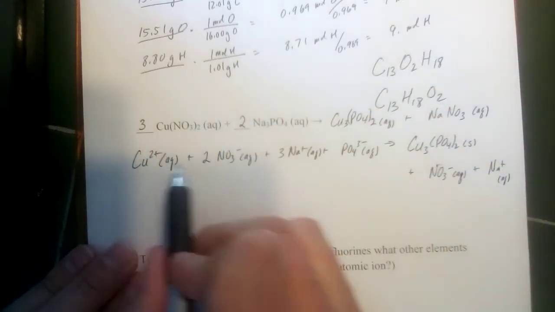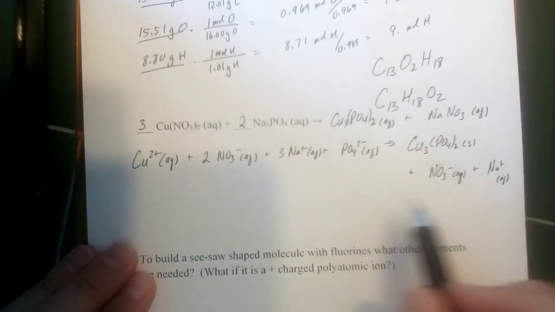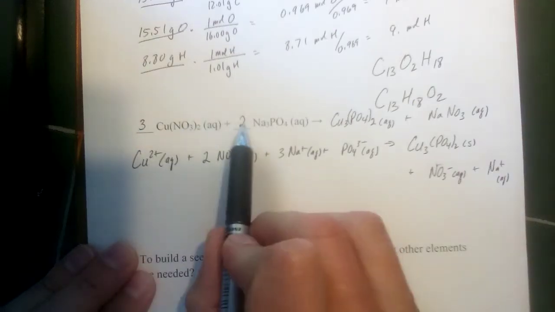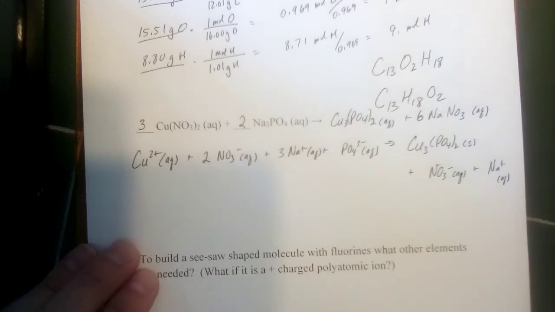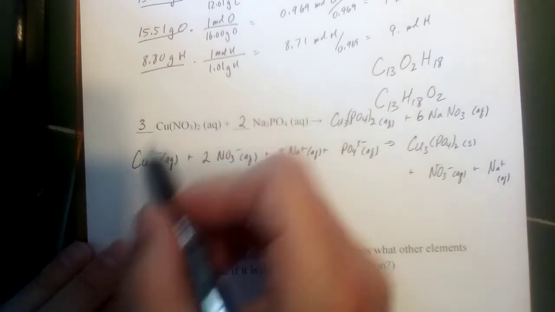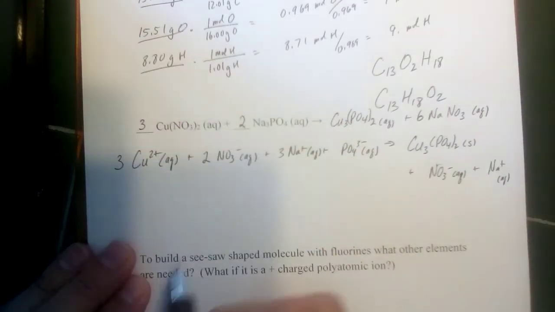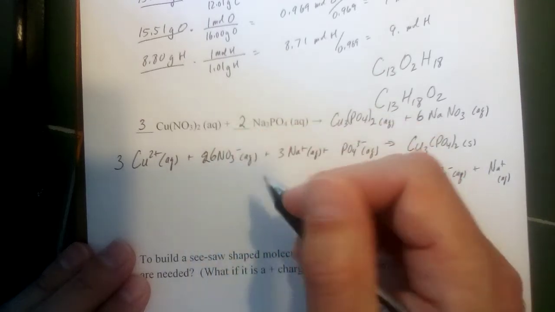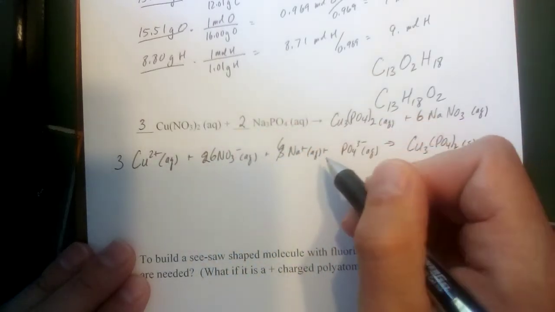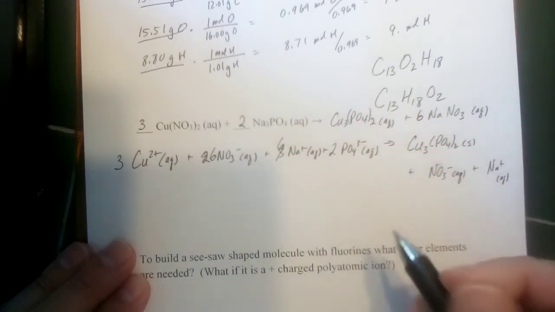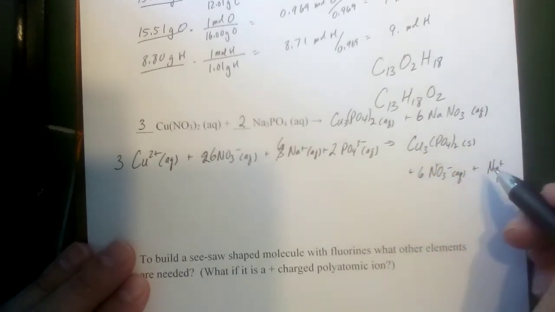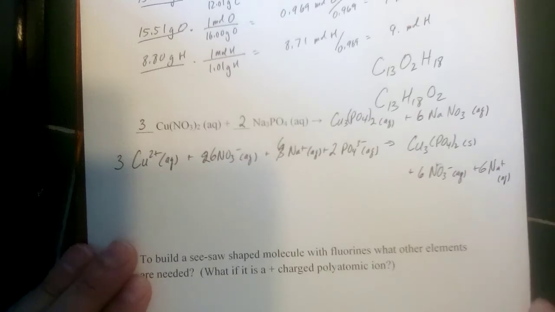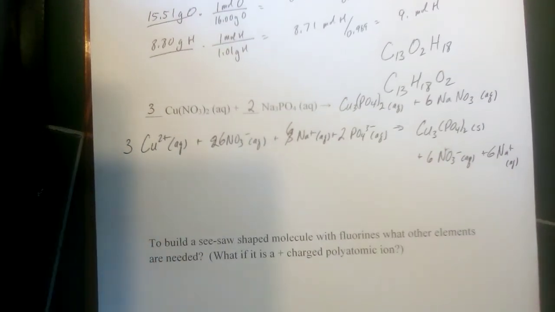Now that will change everything in the total ionic equation because now we have 6 nitrates and 6 sodiums. So to balance the molecular equation, I'd also need a 6 there. Now if I carry all that through, it would be 3 coppers, 6 nitrates, 6 sodiums, and 2 phosphates. I'd get 1 mole of my product, but 6 nitrate ions and 6 sodium ions left over.